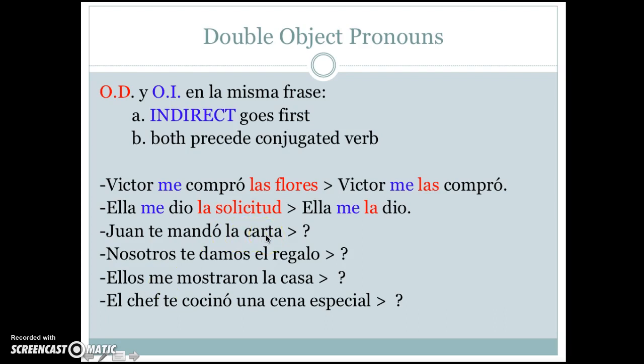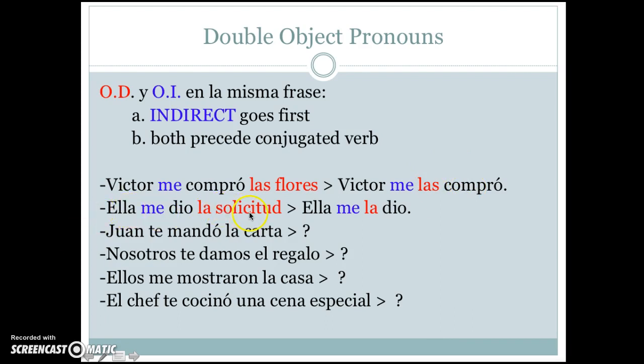So double object pronouns, right? First, there's two rules. If you're going to use two pronouns in the same phrase, the indirect goes first and both precede the conjugated verb. Here we have the example, Victor me compró las flores. So now I want to say, instead of Victor bought me the flowers, I want to say Victor bought them for me. Well, he bought what? Las flores, objeto directo, for who? For me, objeto indirecto. The order is always indirecto, directo, verbo.